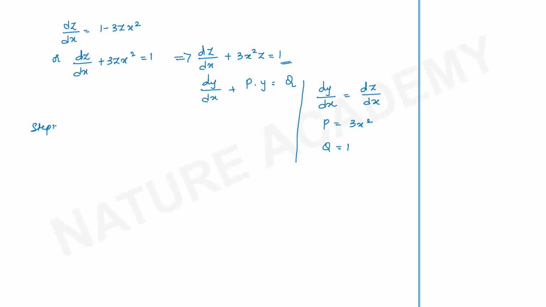So my step 2 will be to find the integrating factor, which is equal to e raised to integral p into dx, or e raised to integral 3x square into dx, which I can also write as e raised to 3 integral x square dx. And we know that integral x square is x cube by 3. So I am going to integrate it and write x cube by 3 here. This is equal to, 3 and 3 will get cancelled, e raised to x cube. So this will be my integrating factor.